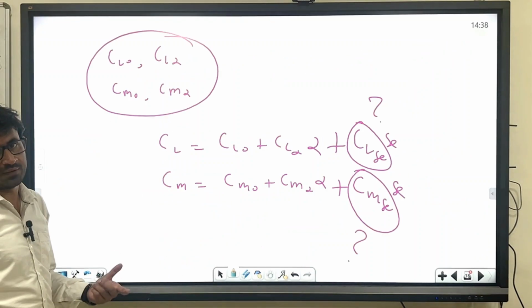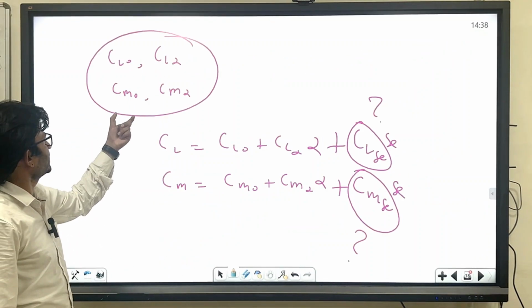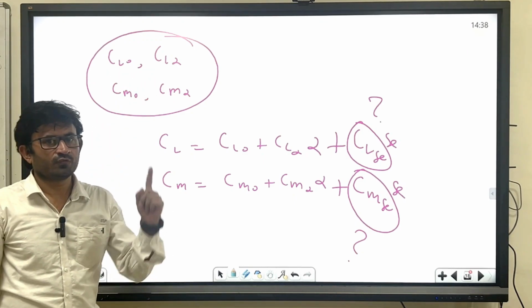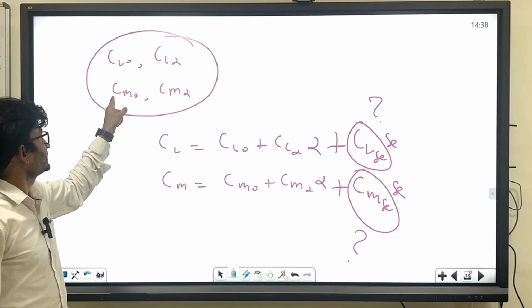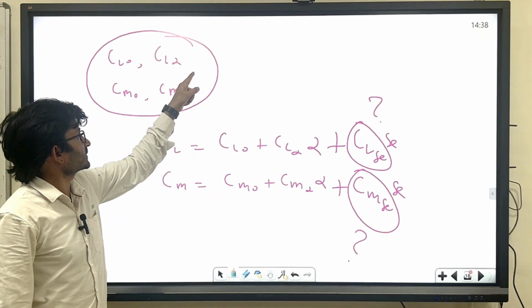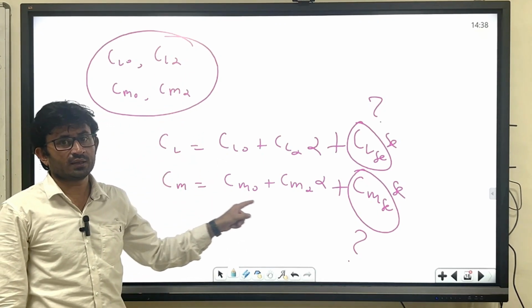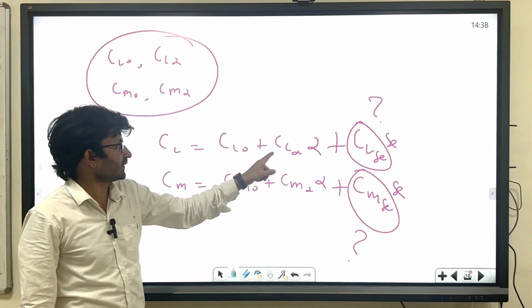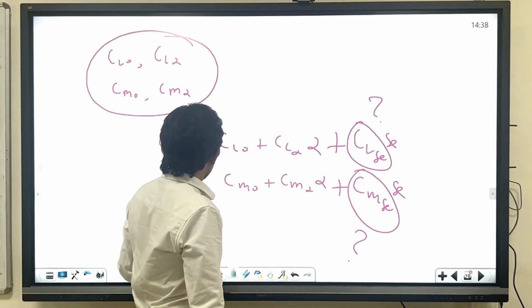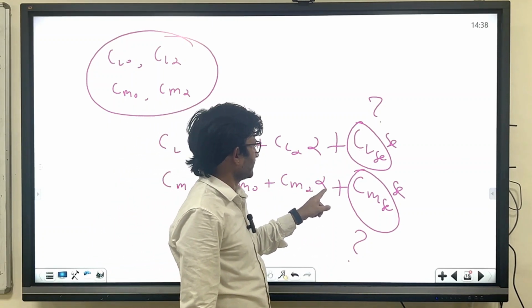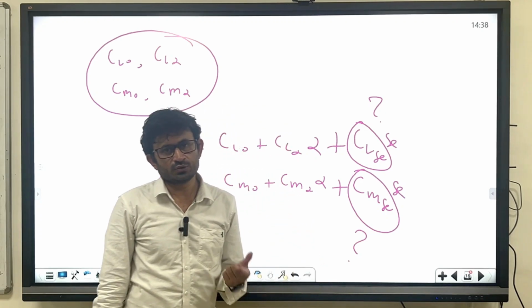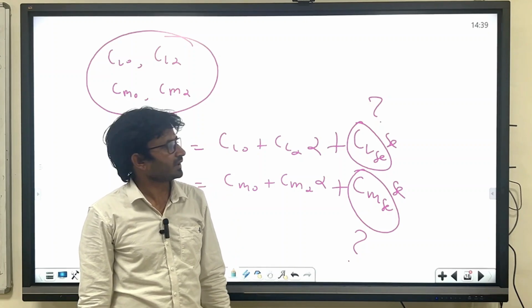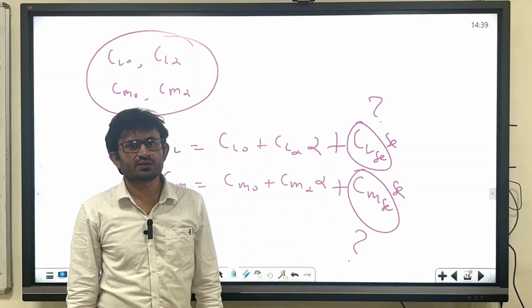Now we have CL naught, CL alpha, CM naught, CM alpha. CL means lift force, CM means pitching moment. So one force equation and one moment equation, in non-dimensional manner, we can write CL equal to CL naught plus CL alpha into alpha plus CL delta E into delta E, and CM equal to CM naught plus CM alpha into alpha plus CM delta E into delta E. Now please note that we have added the extra terms CL delta E and CM delta E, and delta E here and here. So what is this?